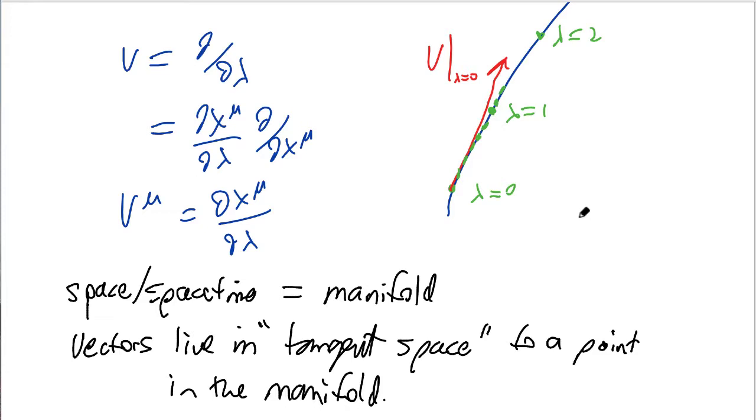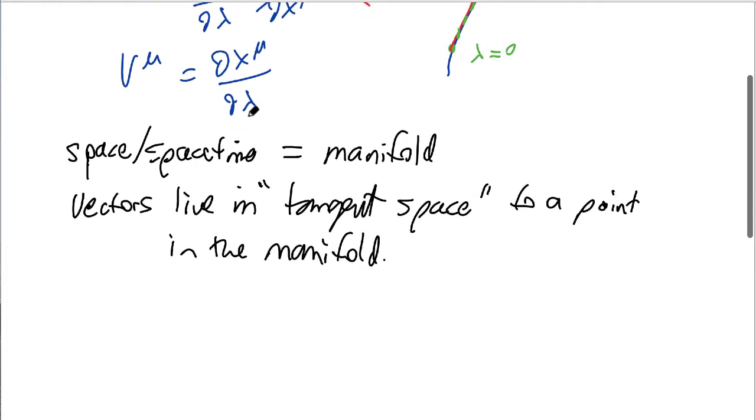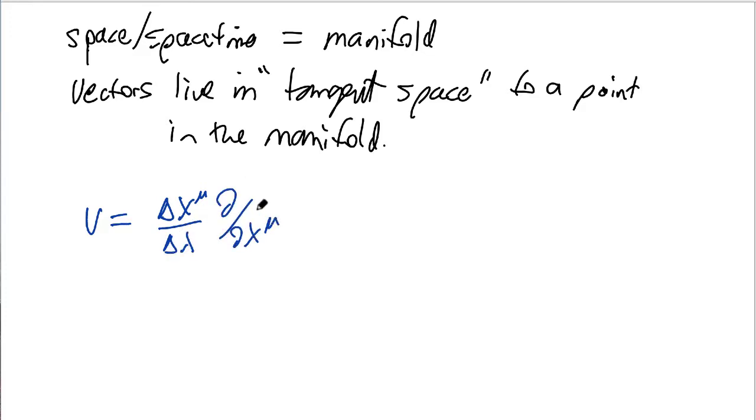But I'm not really much of a mathematician, so I want to think about this a little bit more like a physicist. So let's return to our expression for the vector in a coordinate basis. And let's interpret the derivative as a small change in the coordinates x divided by a small change in the parameter value lambda. This is the derivative of x with respect to lambda in the limit as delta x and delta lambda go to 0.